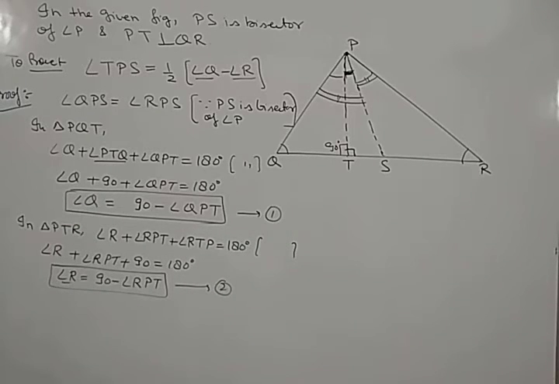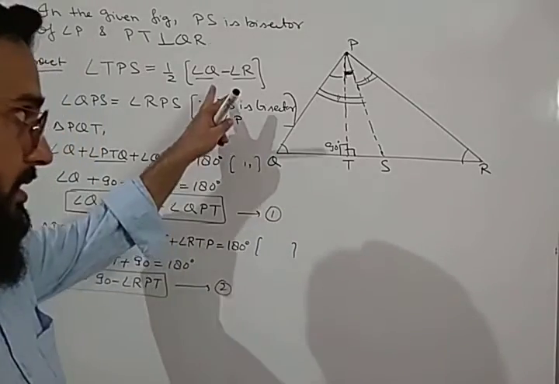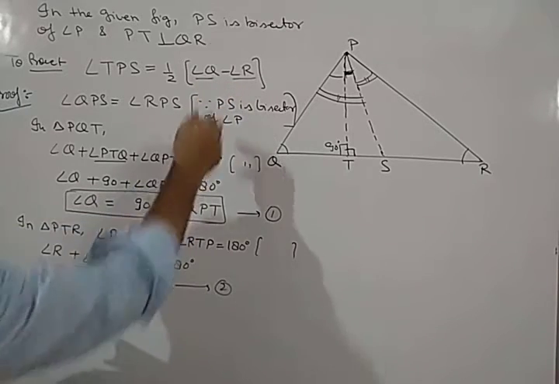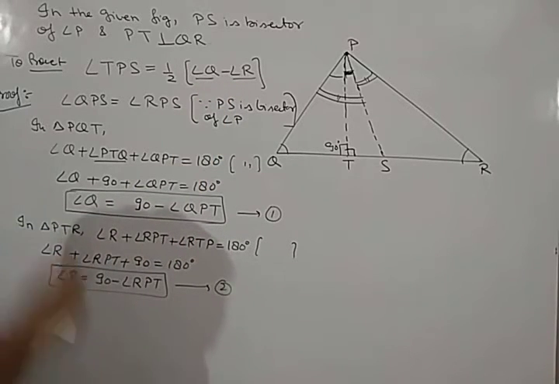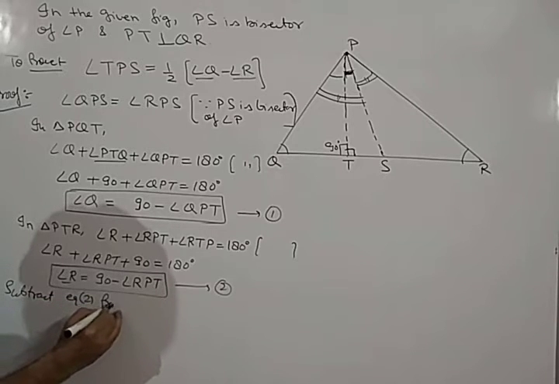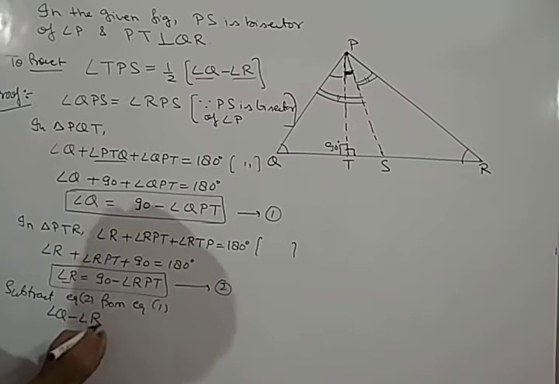Now what next can we do? Since in the answer we have to get angle Q minus angle R, it means the difference, the subtraction of R from Q. So how can you get Q minus R? If we subtract equation 2 from equation 1, then it will be angle Q minus angle R. So now I am going to subtract equation 2 from equation 1. If you subtract equation 2 from equation 1, then we will get angle Q minus angle R.